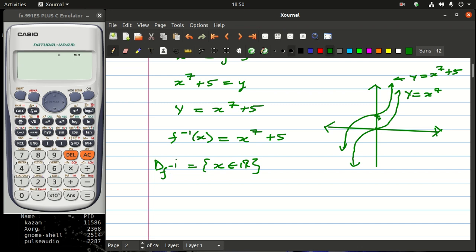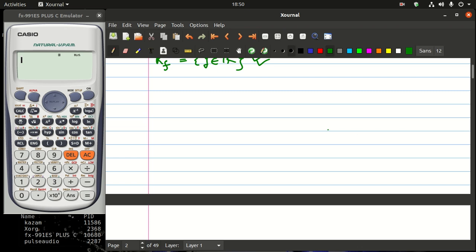and the domain of the inverse is actually the range of the original function. So our original function f is supposed to have a range where x is now going to be y, an element of real numbers. So this is the range we were looking for in question number 1. Now let's look at question number 2.